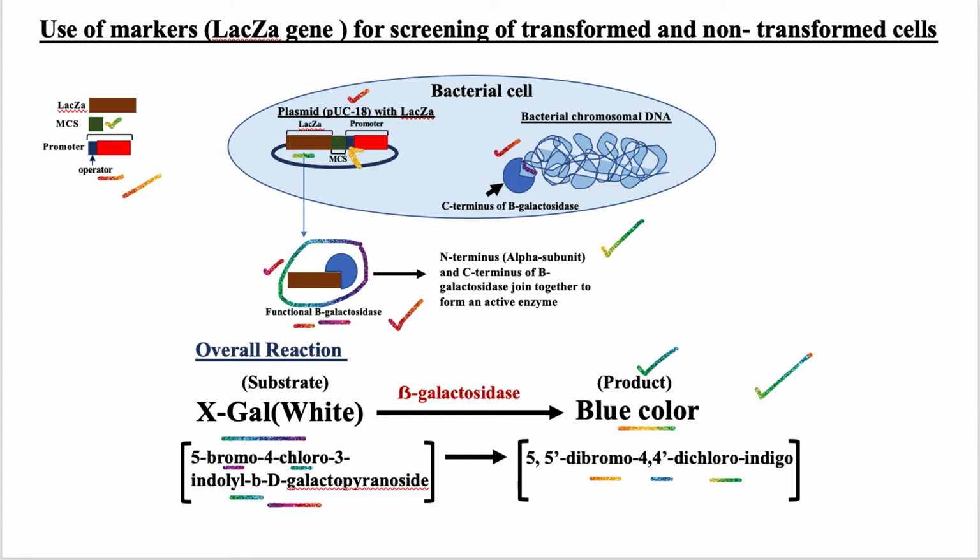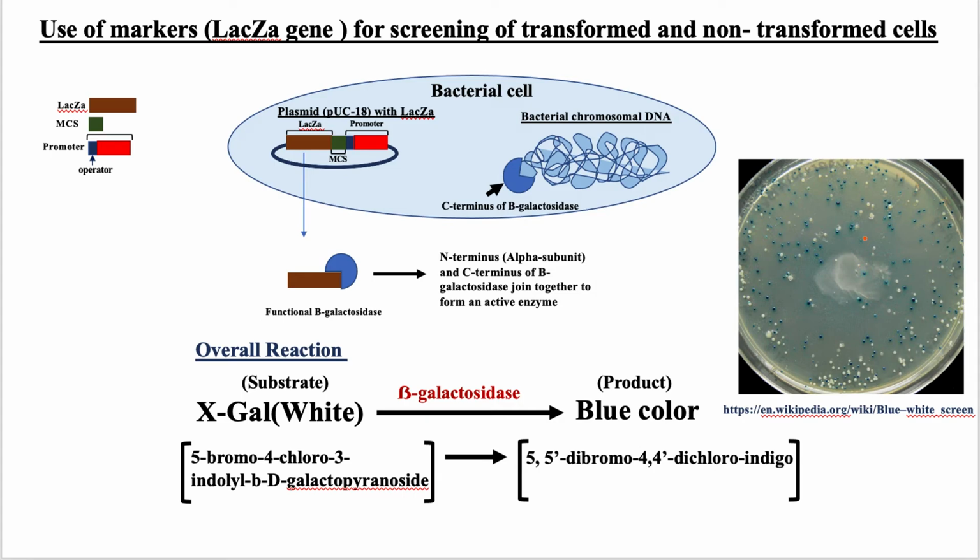The simplest explanation for this phenomenon is that the N-terminal part, which is also known as the alpha subunit of beta-galactosidase, is synthesized from this plasmid. However, the C-terminal part of beta-galactosidase is synthesized from the bacterial chromosome. When they combine together, they make a functional beta-galactosidase, which will act on X-Gal and convert it into a blue product. That's why we see blue colonies on the Petri plate. For instance, here you can see the Petri plate with blue colonies, white colonies, again blue, so many blue colonies.